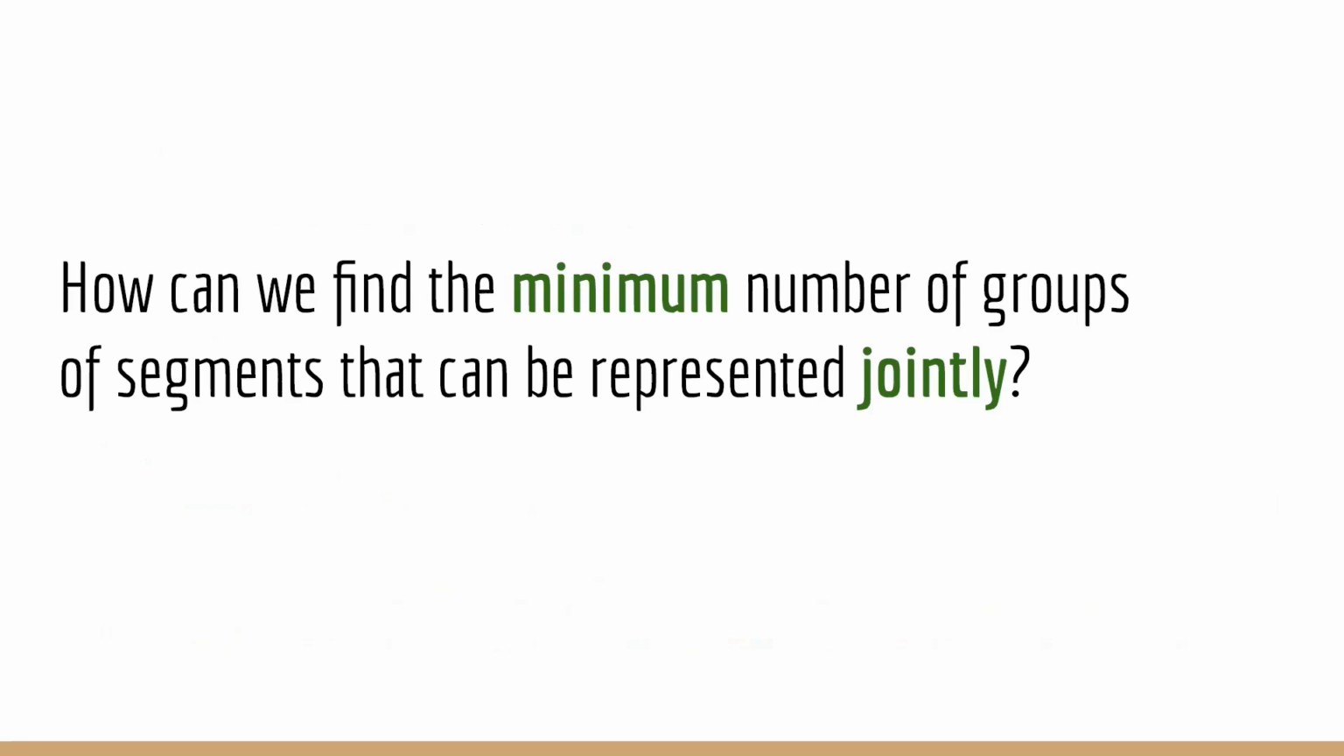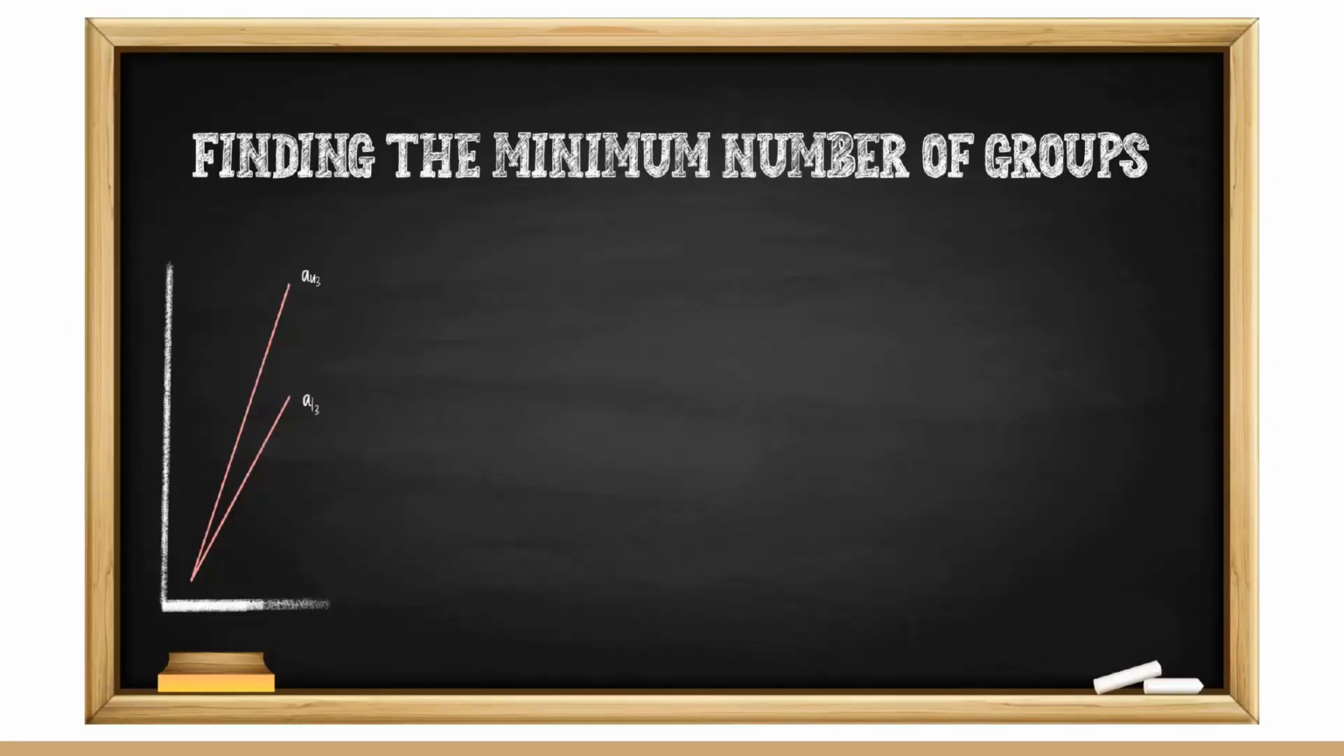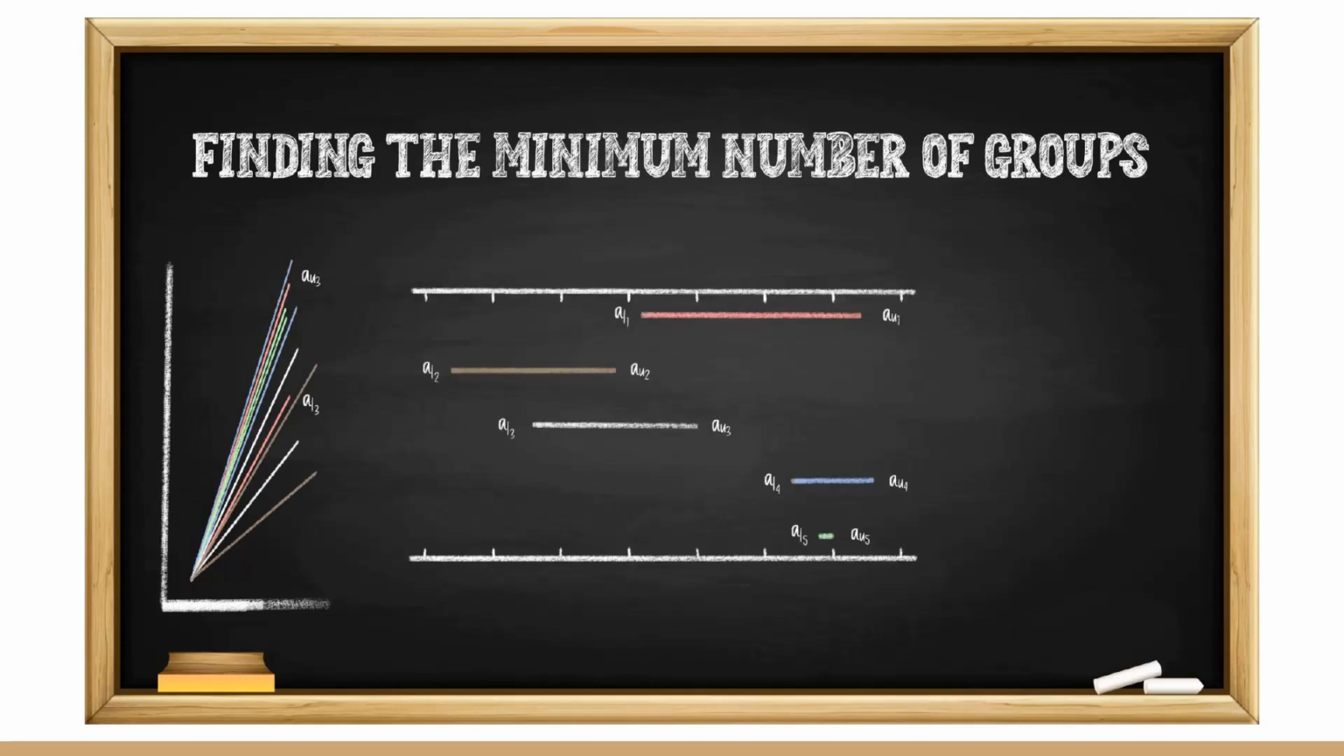So the next question is, how can we find the minimum number of groups of segments that can be represented jointly? You see, if this is the angle formed while creating a particular segment, and we have a bunch of other segments with the same starting point and overlapping angles that we want to merge, we can come up with the respective intervals, and we want to find the minimum number of groups we can merge them into.